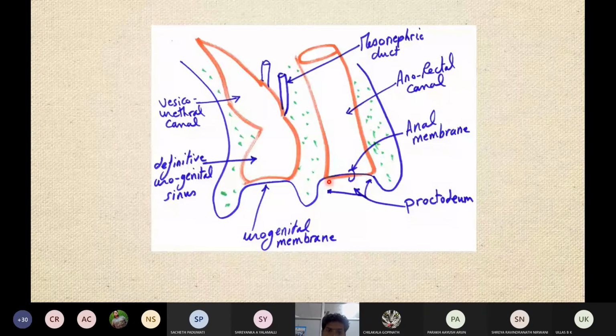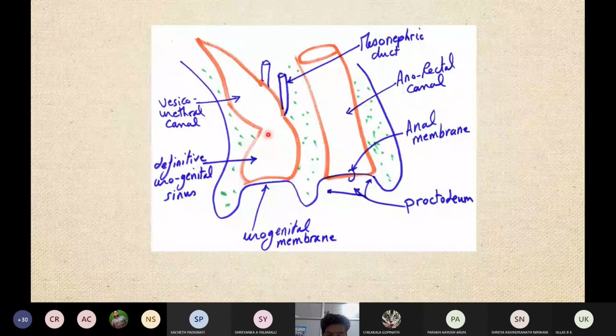Okay, so the area between these two, the anorectal canal and the definitive urogenital sinus, is where we will have the perineal body developing over here. So this area remains as the perineal body. Behind the perineal body we will have the formation of proctodeum. So by this way, the hindgut is split into two parts. Now this is what is clear in this picture.